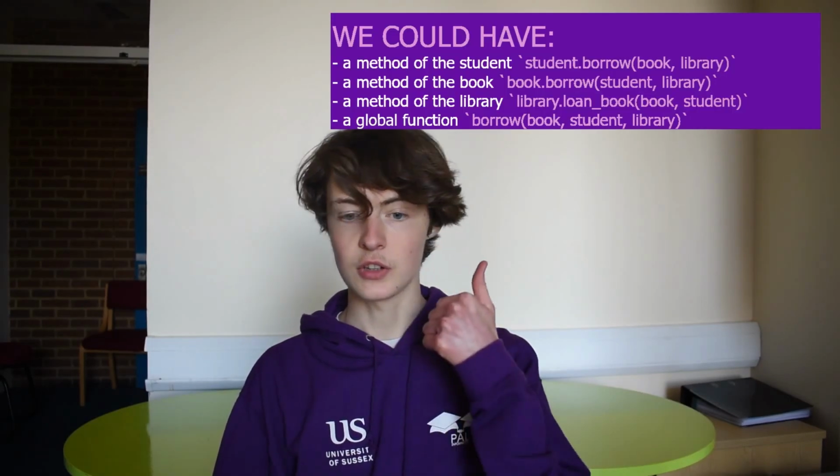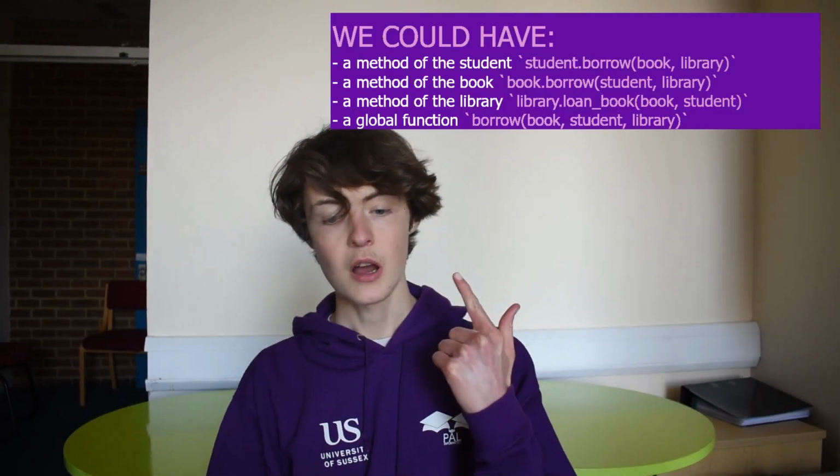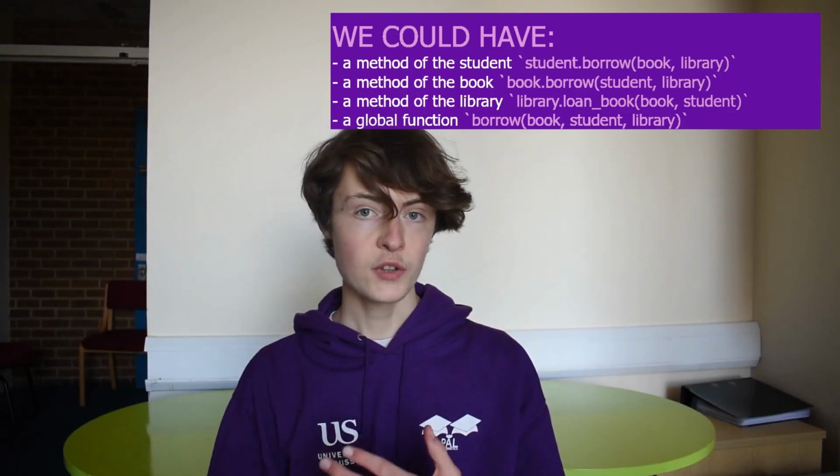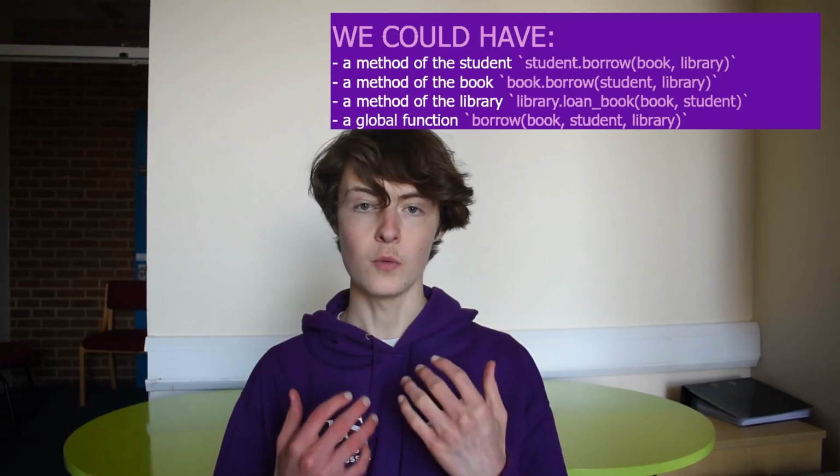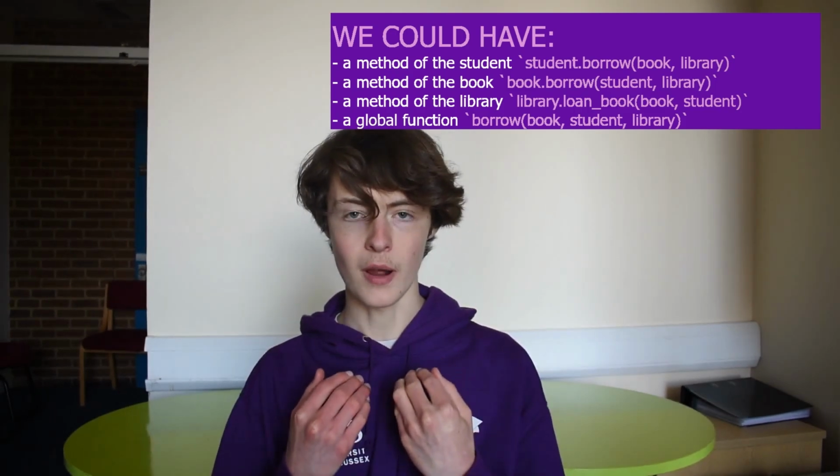Now we're going to add a method to allow a student to borrow a book from a library. Again, there are different ways we could do this. We could have this be a method of the student, a method of the book, a method of the library, or even write it as a global function. Which one we choose depends on which one we think is the right design for our program.